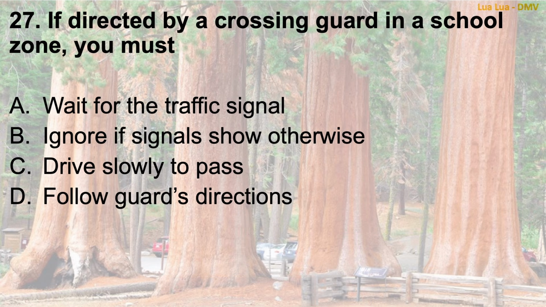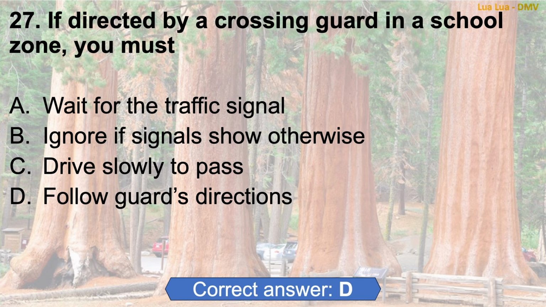Question 27. If directed by a crossing guard in a school zone, you must A. Wait for the traffic signal. B. Ignore if signals show otherwise. C. Drive slowly to pass. D. Follow guard's directions. The correct answer is D. Follow the guard's directions.